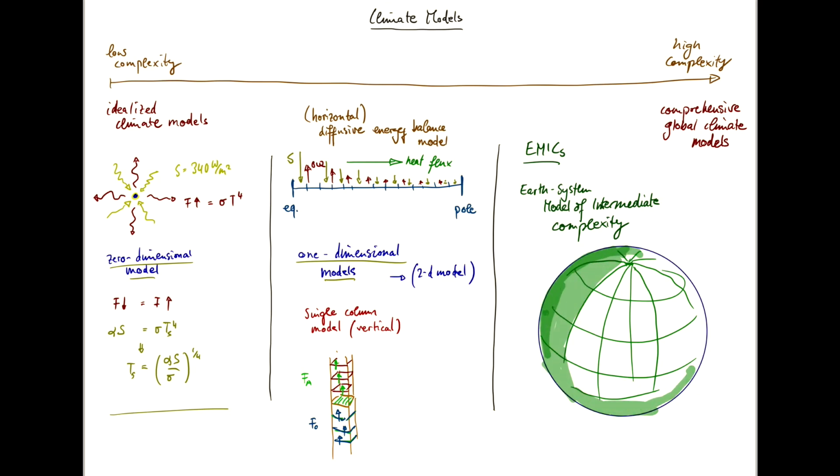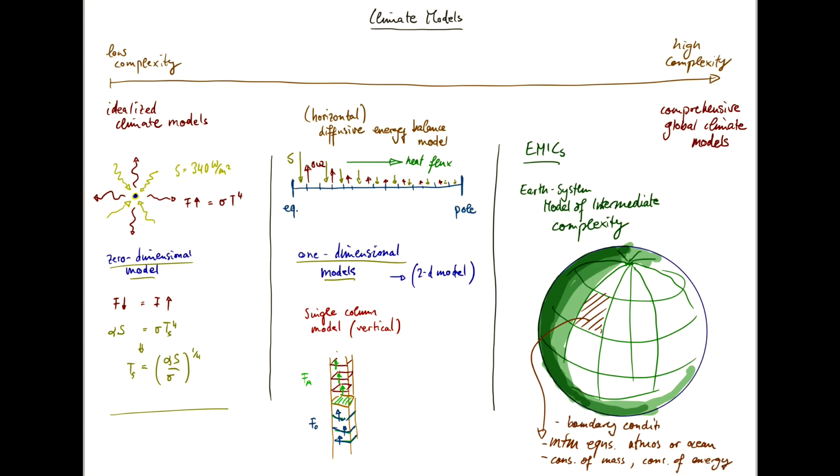And then for every grid box here, you solve the momentum equations for your atmosphere or ocean, depending on whether you're looking at an atmospheric cell or in the ocean. You solve for conservation of mass and conservation of energy. And you impose boundary conditions, such as a land surface or bathymetry, and also forcing conditions, such as incoming solar radiation or greenhouse gases, aerosols, etc.